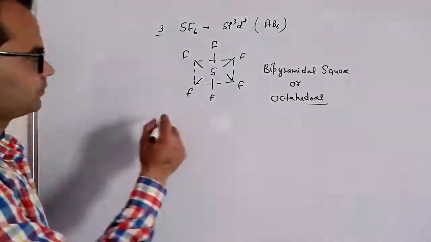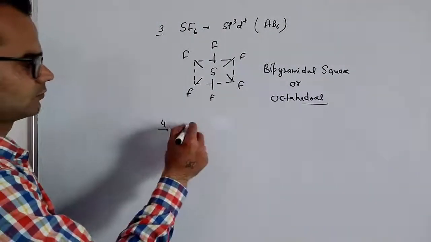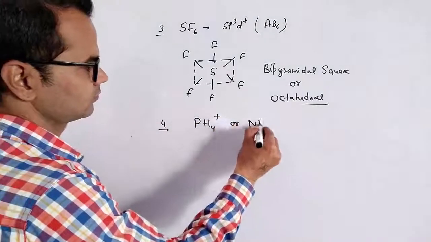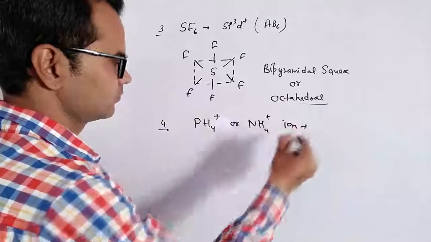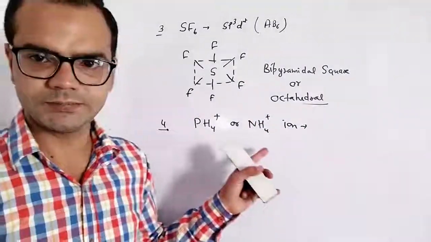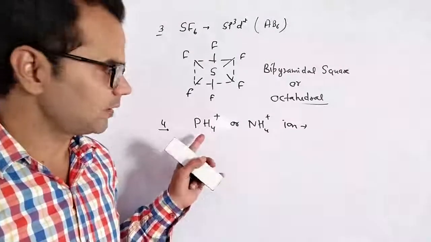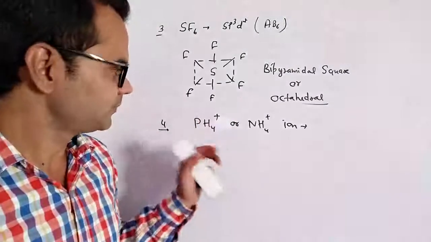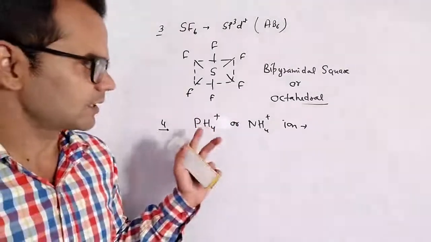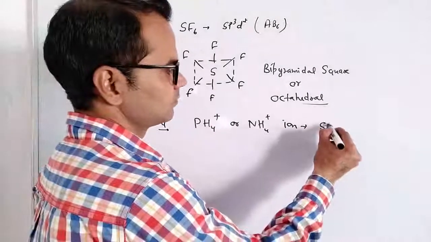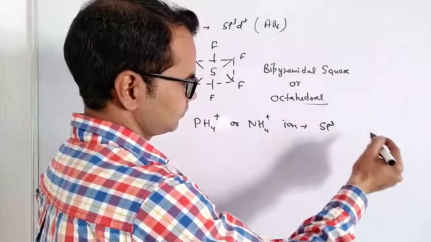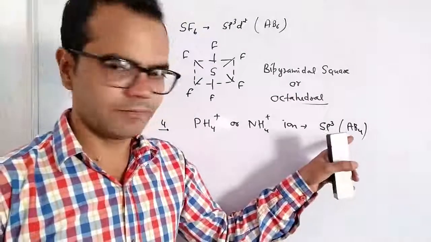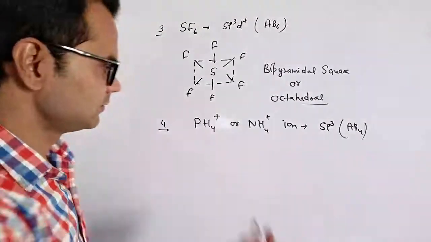Next we have phosphonium ion and ammonium ion. Both of these are formed by the protonation of either phosphine or ammonia. Now we have 4 bonds here. Both have expected hybridization sp3 and are the case of AB4. So both are tetrahedral in structure.